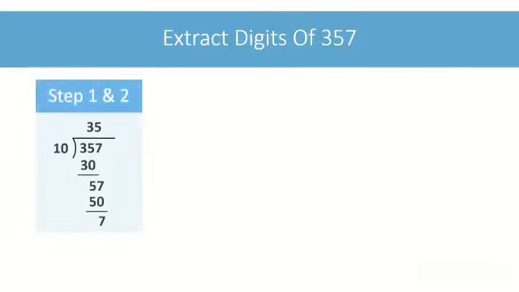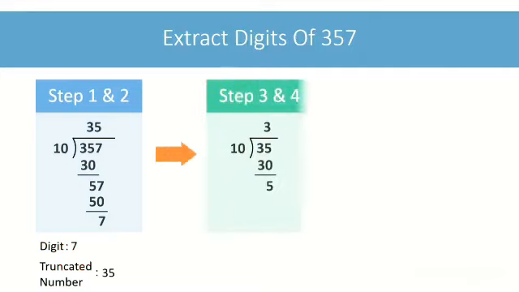Start by dividing 357 by 10. We get the remainder as 7. This gives us the first digit of the number. The quotient is 35. This quotient is the result of integer division of 357 by 10. So, our truncated number after extracting the first digit is 35. Next, we repeat the steps with 35 as our new number.